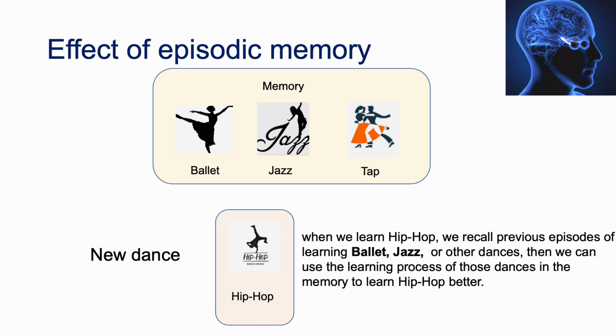So what's the effect of episodic memory? In our childhood, if we have learned ballet, jazz, and tap, then when we learn a new dance, for example hip hop, we can recall previous episodes of learning ballet, jazz, and other dances, and then use the learning process of those dances in memory to learn hip hop better.